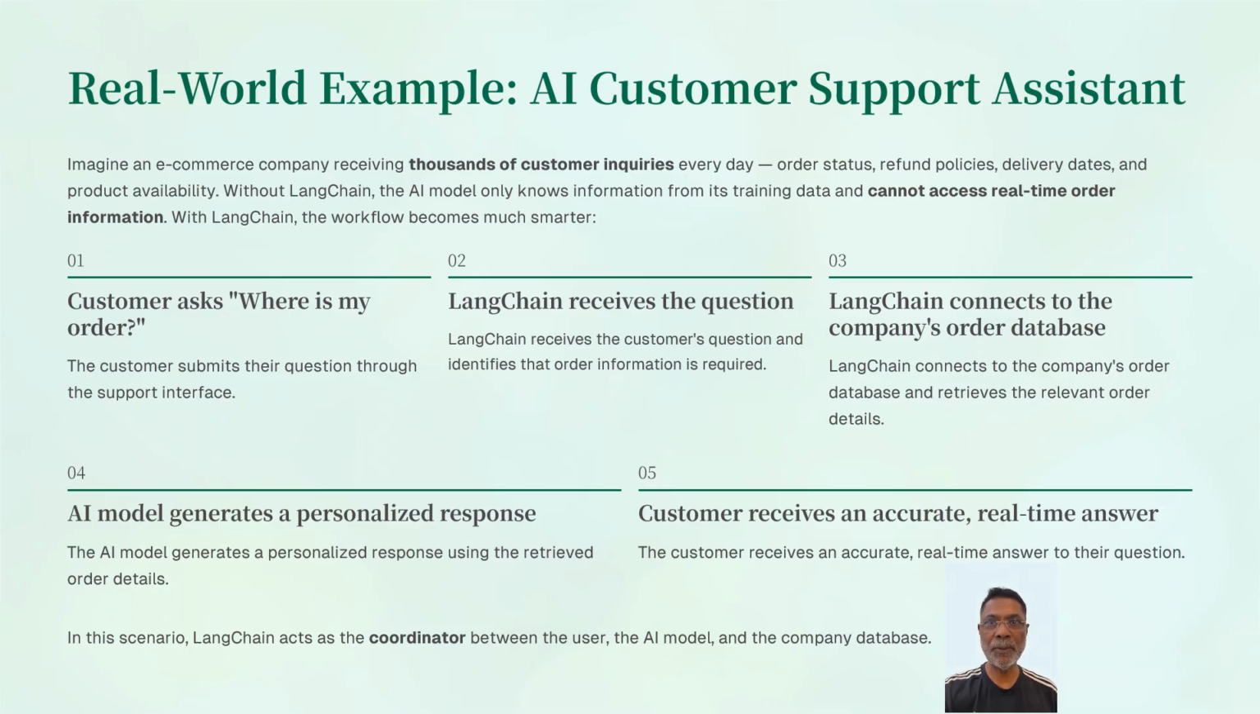Imagine an e-commerce company handling thousands of customer inquiries every day. A customer asks, "Where is my order?" LangChain receives the request and determines that order information is needed. It then connects to the company's database, retrieves the relevant details, and passes that information to the AI model. The model generates a personalized response, and the customer receives an accurate real-time answer. In this scenario, LangChain acts as the coordinator between the user, the AI, and the business systems.